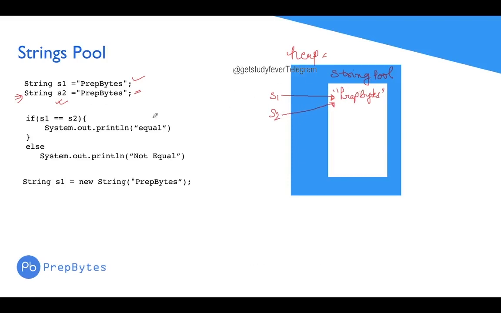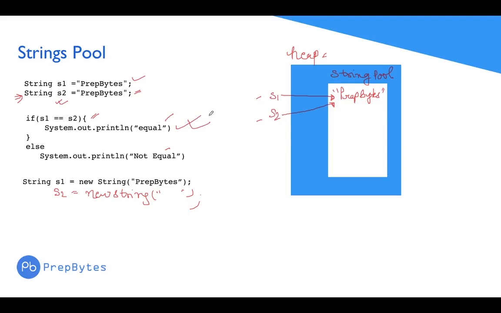So in this case, if we do something like this, if s1 equal to s2, print equal, else print not equal. In the previous case, where we had string s1 new string prep bytes and we were creating another string using the constructor, if we did this s1 equal to s2, we were getting false. S1 was not equal to s2. But here you can see that s1 and s2 are both pointing to the same string, the same memory location. So in this case, equal gets printed.